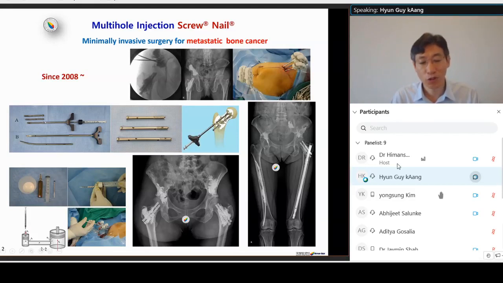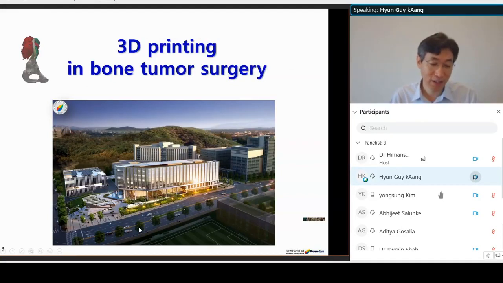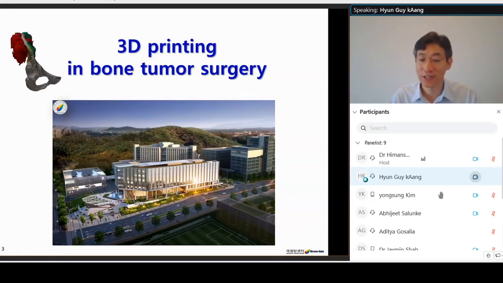Since 2008, I have achieved the best in palliative percutaneous surgical care of metastatic bone cancer. I made a unique screw and nail for percutaneous fixation and simultaneous bone cement injection. We published in 10 SCI journals about these clinical outcomes. I think we'll have an opportunity to share about these methods in the future. Today's story is 3D printing in bone tumor surgery.